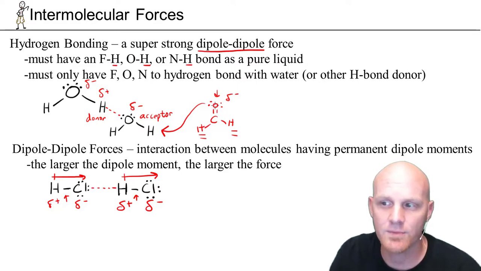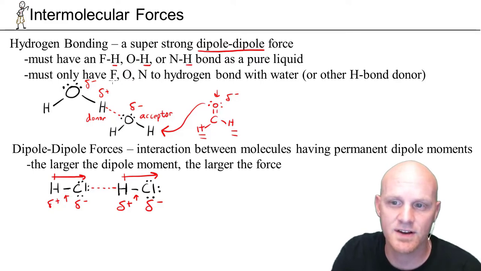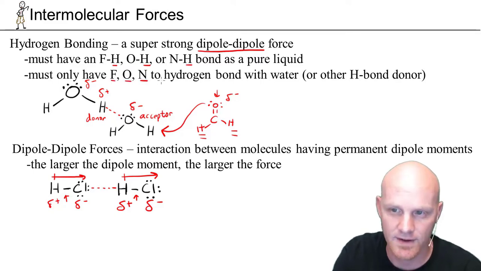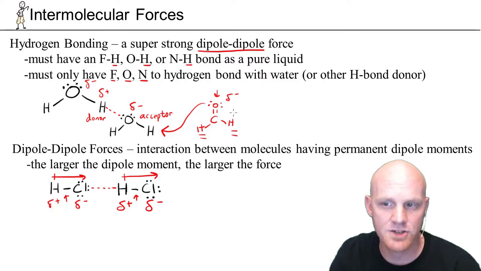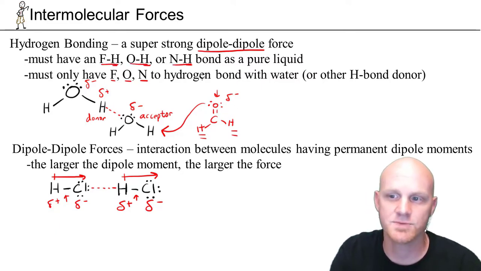And so if you're going to hydrogen bond with water or some other hydrogen bond donor, you actually don't need the FH, OH, or NH bond. You just need an F, an O, or an N. But for pure liquids, notice this would imply a mixture, but for pure liquids, you really need that FH, OH, or NH bond.